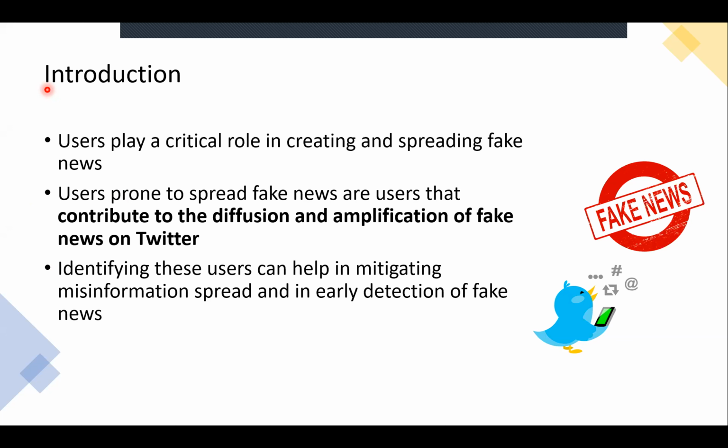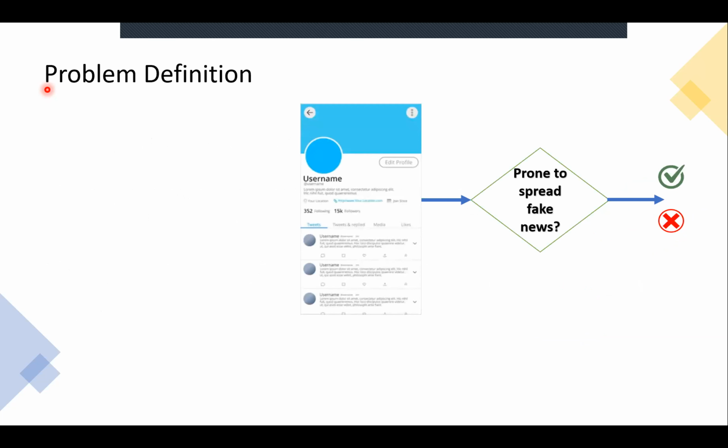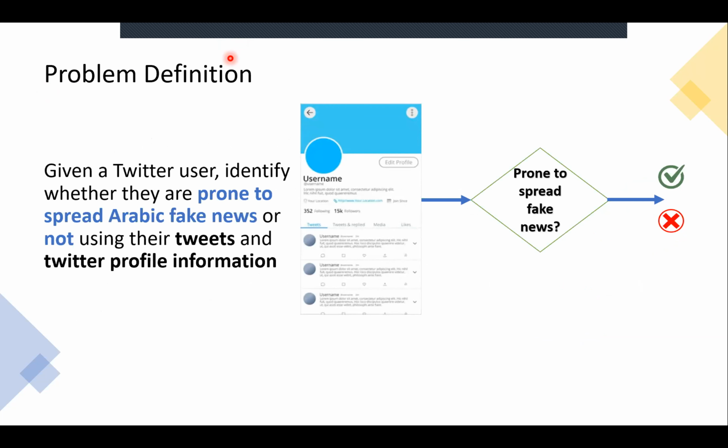We believe that if we identify these users, we can help in the mitigation of misinformation spread, and we can also help in early detection of fake news. So our problem is defined as follows. Given a Twitter user profile with their recent information, such as recent tweets and their profile information, our goal is to detect whether they are prone to spread Arabic fake news or not. We are especially targeting the Arabic language in our research.